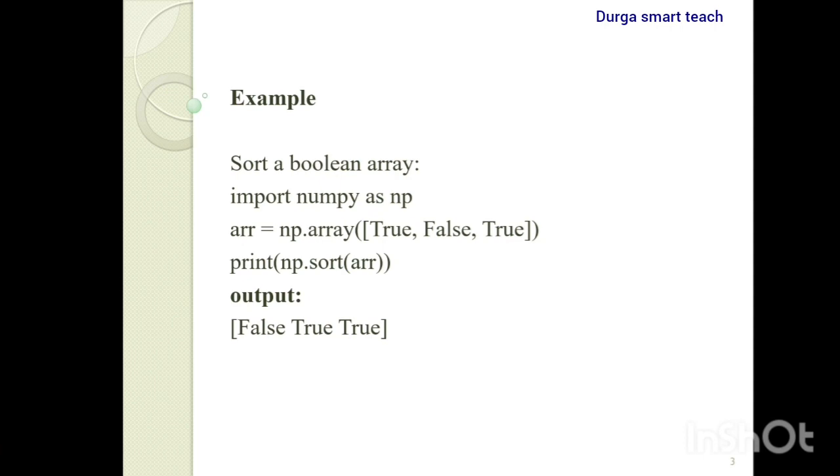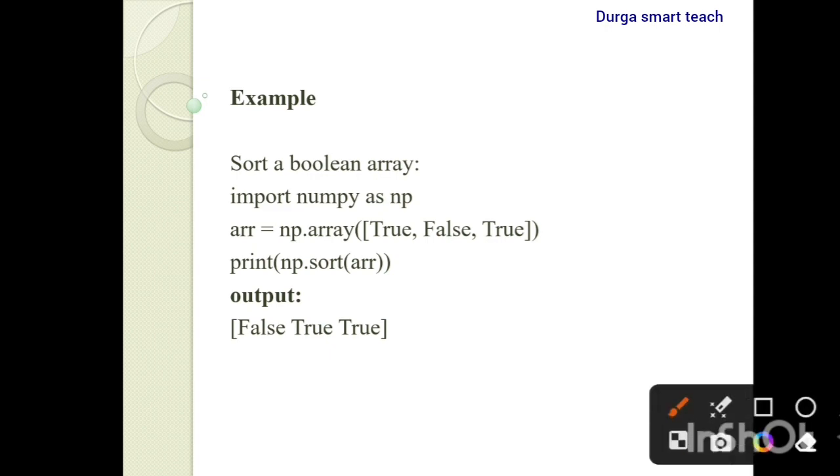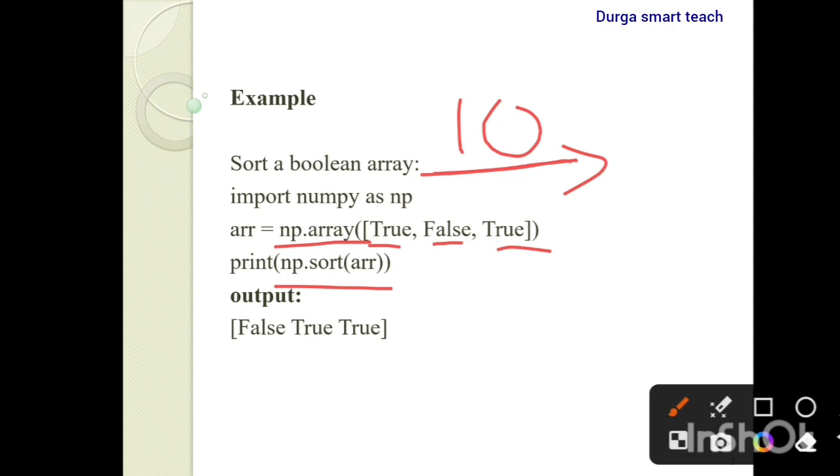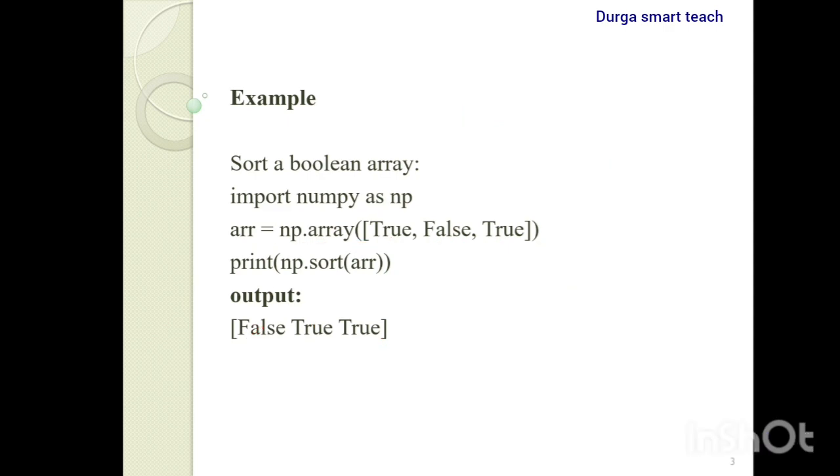You can sort boolean values as well. A boolean has only two possible values, either true or false. Here I am creating one array with boolean values true, false, true. I want to sort these elements. We all know true means 1 and false means 0. If you sort these elements, you will get 0 1, where 0 means false and 1 means true. So that's why true false true will become false true true, using np dot sort of the array name.